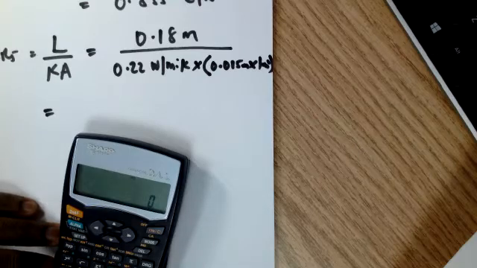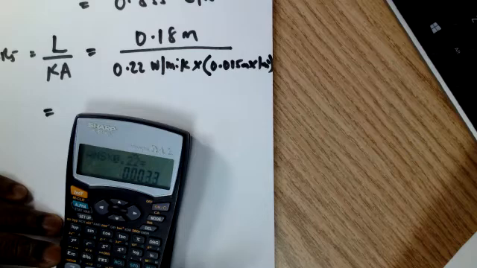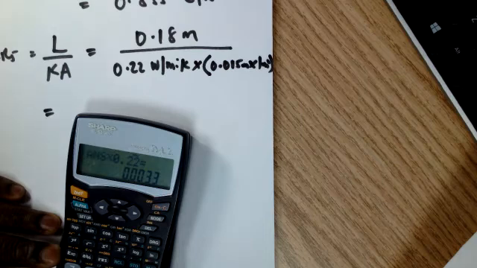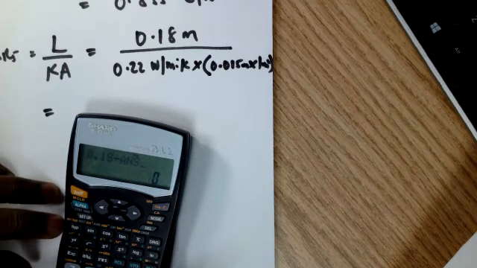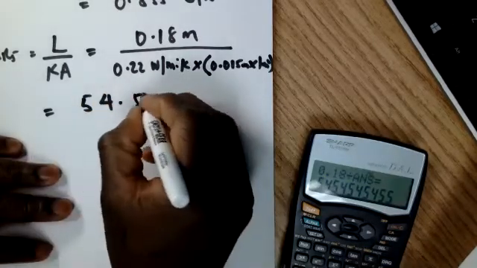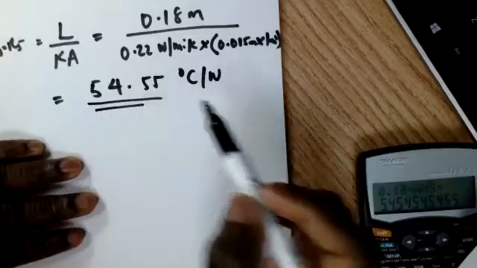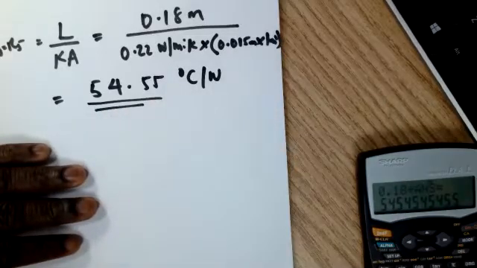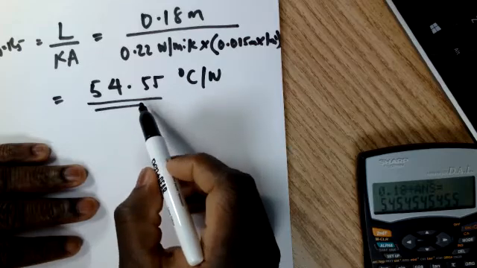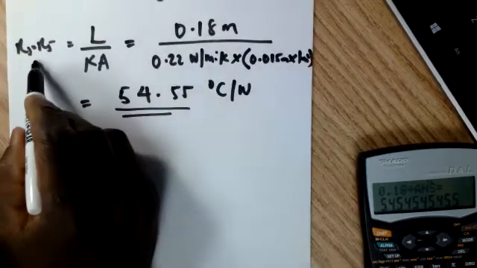Okay, so if you multiply this now, 0.015 multiplied by 0.22, and then divide all this by 0.18, we get 54.55 degrees Celsius per watt. So this actually sounds more accurate, because I was getting worried about the small value we got. This sounds more accurate considering that we have a very small amount of plaster as compared to the brick. So this is our R3 and R5.